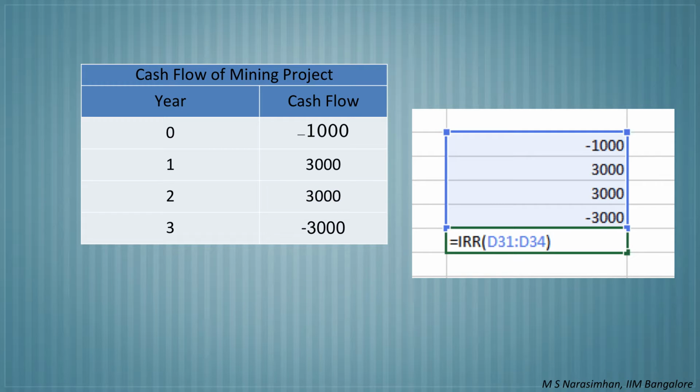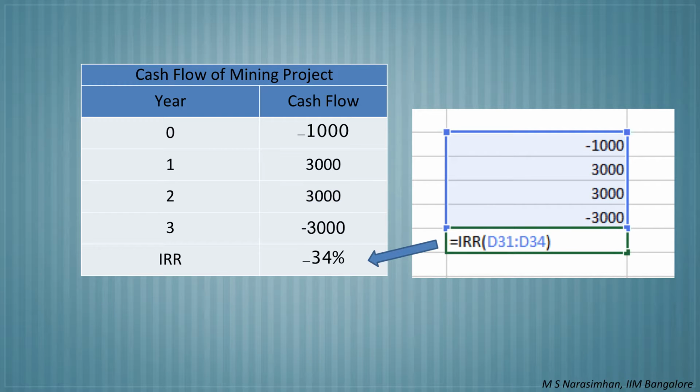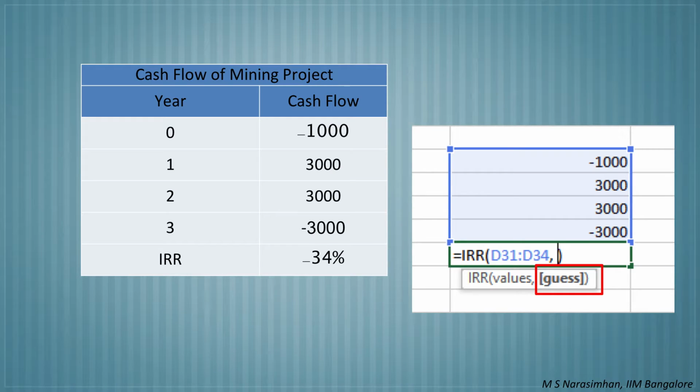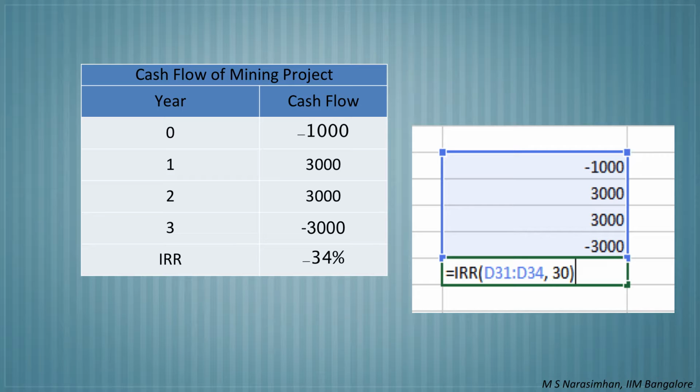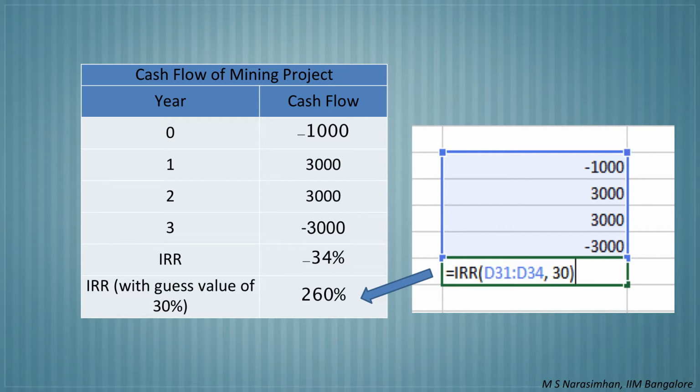But if you use Excel to compute IRR, it returns a negative IRR of 34%. The answer is not consistent with your logic. You feel there should be another positive IRR. You can ask Excel to rework this IRR by giving a guess value, say 30%. Your revised Excel specification is equal to IRR, range of the cash flows, comma, 30%, where 30% is a guess number, and it returns an IRR of 260%.